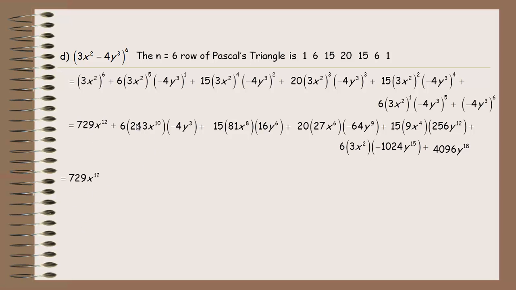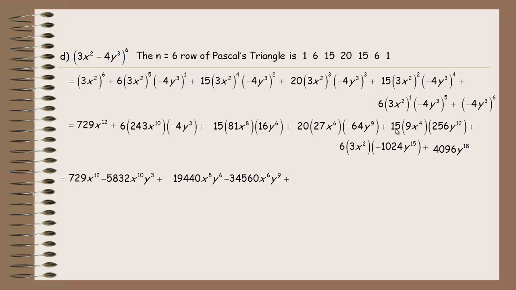6 times 243 times negative 4 is negative 5,832, x to the 10th, y to the 3rd. 15 times 18 times 16 is 19,440, x to the 8th, y to the 6th. Next we go 20 times 27 times negative 64 is negative 34,560, x to the 6th, y to the 9th.